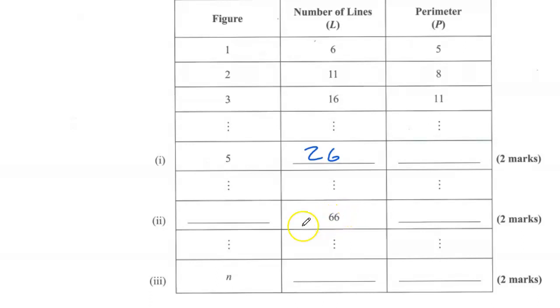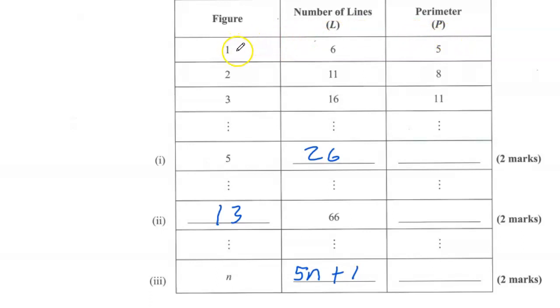65 divided by 5, that's 13. And to check it, 5 times 13, that's 65, plus 1, that's 66. So this is 5 times n plus 1. What's the relationship between the figure and the perimeter? I'm seeing you multiplying the figure by 3 and then add 2.